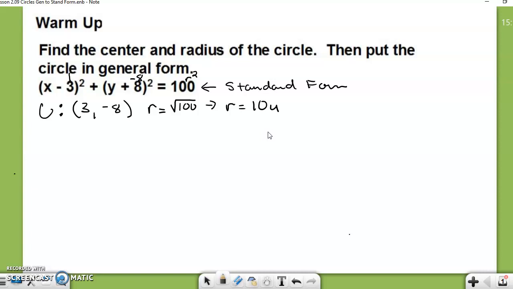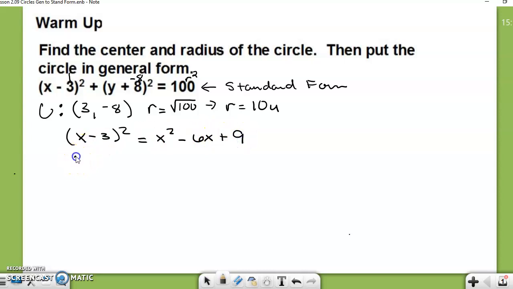Okay, now we're going to put it into general form. To do that, we're going to let the algebra lead our way. We have our x minus 3 squared. We're going to take care of that first. That equals, if you remember, you square your x. You take this negative 3 and you double it. Put an x with it. And then you do negative 3 squared.